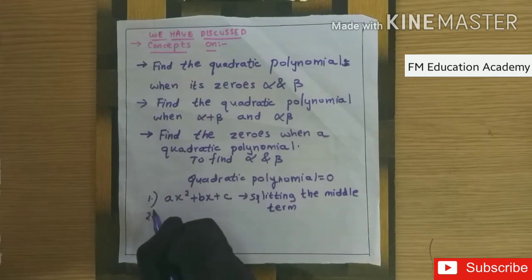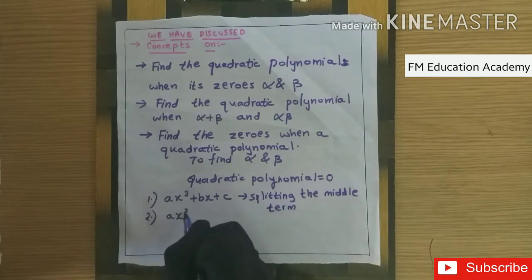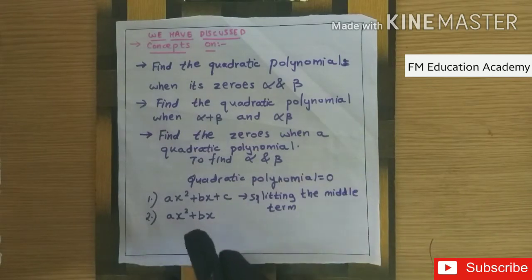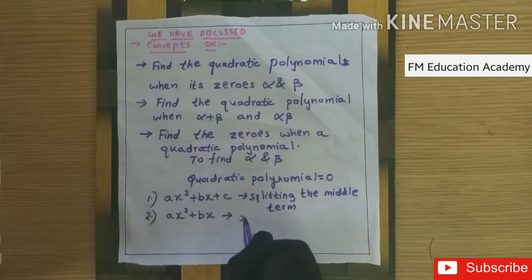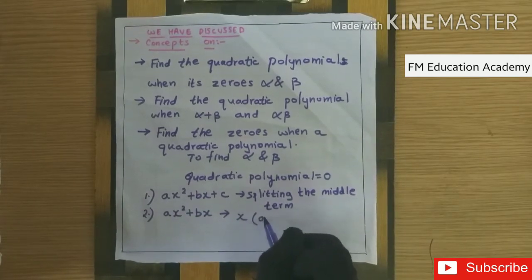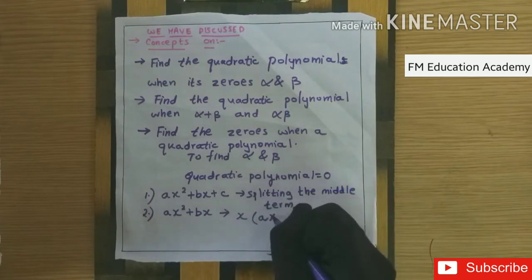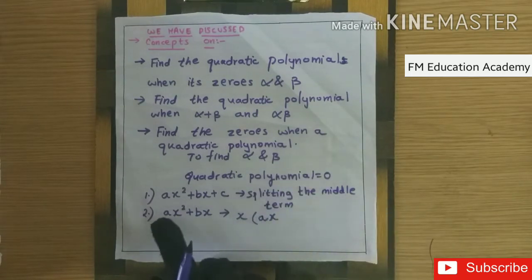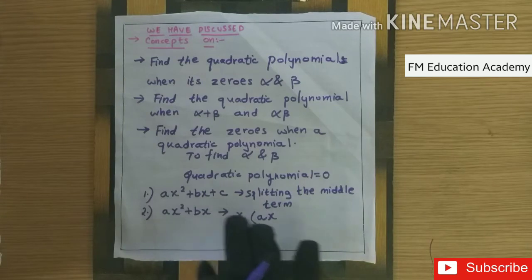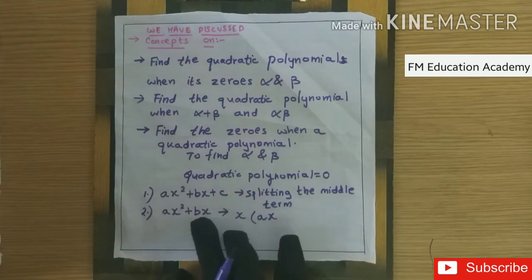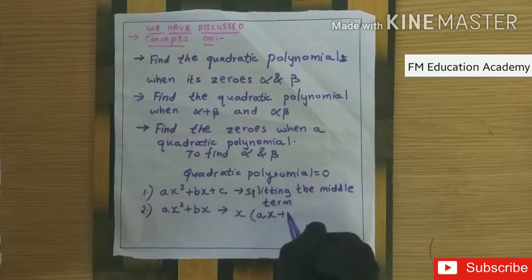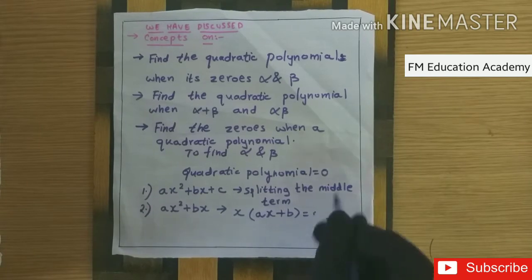The second type may be when only the ax squared term and bx term are given and the c term is not given. What to do then? You take x common from this. If I take x common from ax squared and bx, what is left here? ax is left. And what is left here? Already I took x common, so only b is left. So x(ax plus b) is equal to 0.